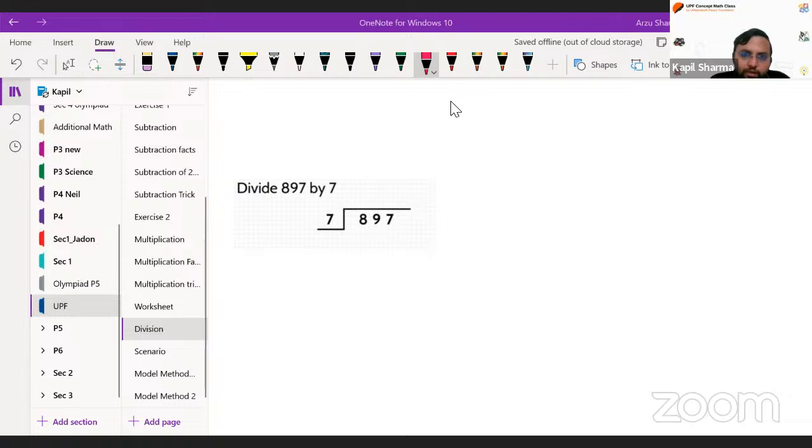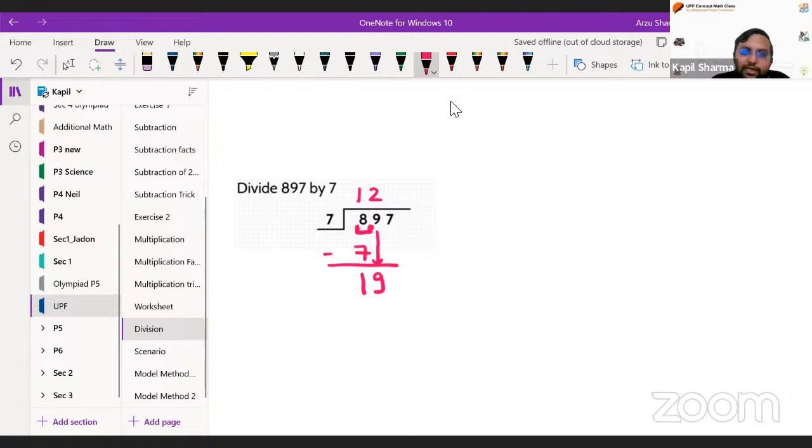So here again, we'll look at the hundreds digit first, since the hundreds digit itself is greater than the divisor. So we can actually use this first. So 7 times 1 is 7, 8 minus 7 is 1, then we'll bring down 9. Okay, so is that correct?